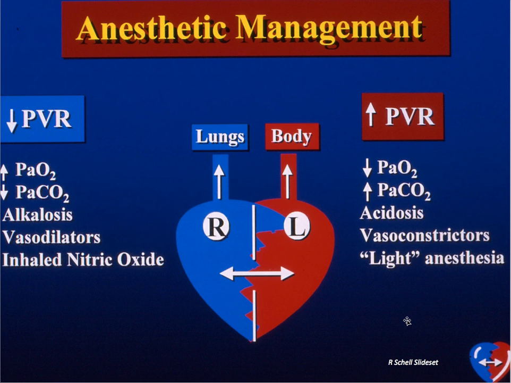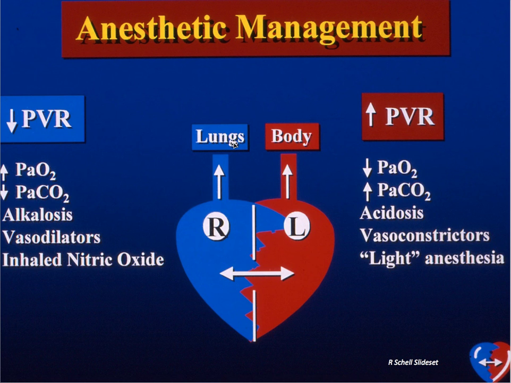The anesthetic management of tetralogy of Fallot means that if pulmonary vascular resistance goes up or systemic vascular resistance goes down, right to left shunting can occur. So we want to manipulate PVR in the most favorable way. If SVR drops, right to left shunting can occur. If PVR goes up, right to left shunting can occur.